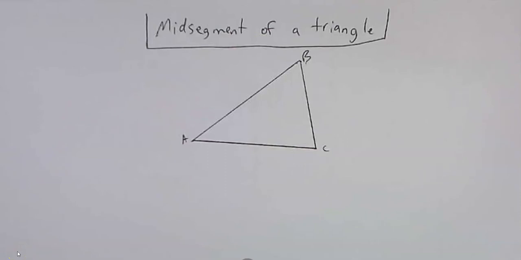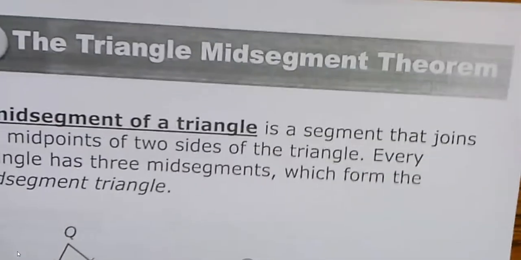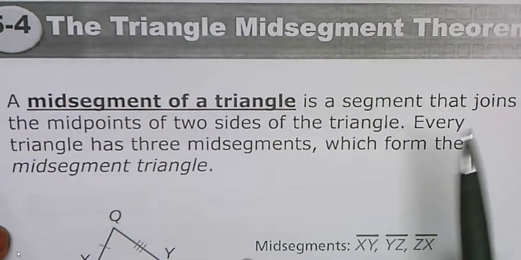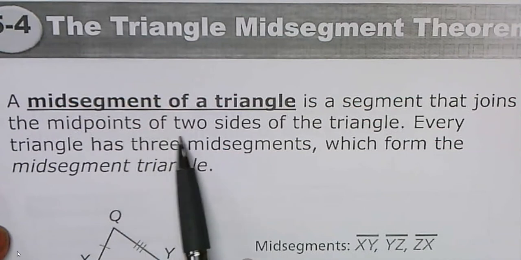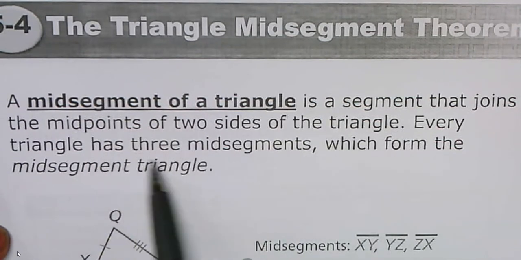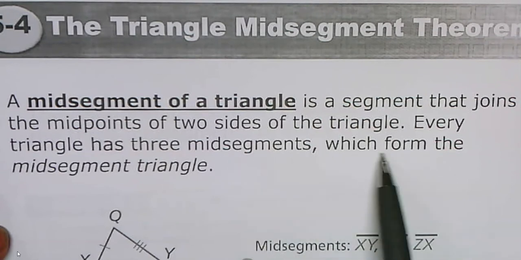Alright, this video is about the midsegment of a triangle. So basically, by definition, a midsegment of a triangle is a segment that joins the midpoints of two sides of the triangle. Every triangle has three midsegments, which form the midsegment triangle.